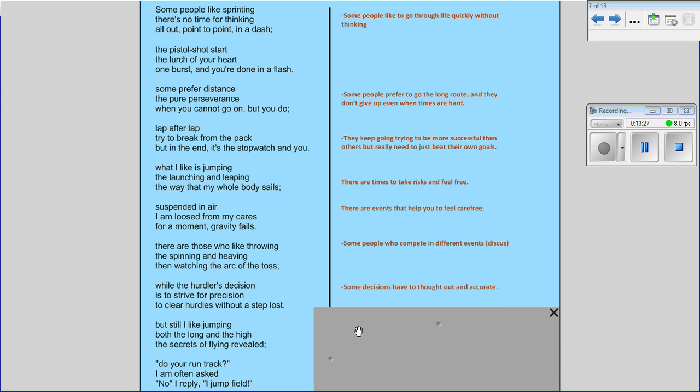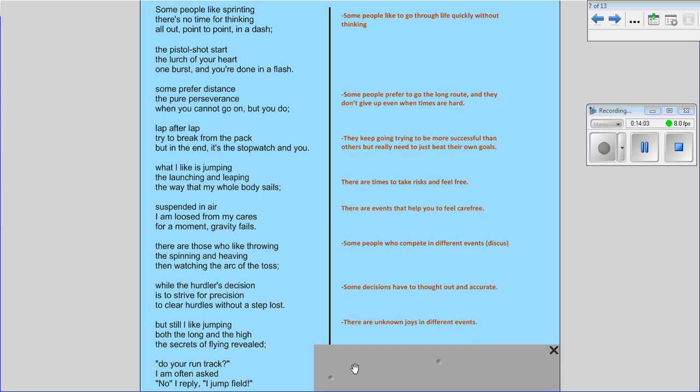And then finally, the author goes on to say, but still I like jumping, both the long and high, the secrets of flying revealed. Go ahead and try to connect this to real life. It may be that there are unknown joys in different events. Here she gets this joy, the secrets of flying are revealed to her, through this different event. It's important to remember that not everybody is going to have the same joys from these events.